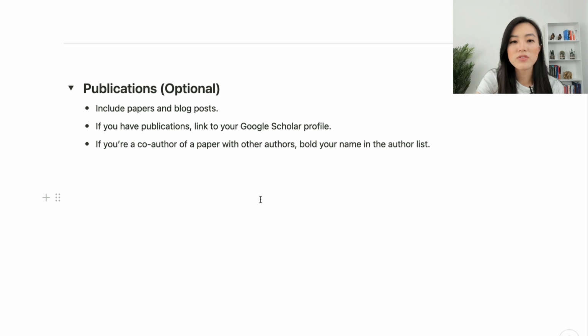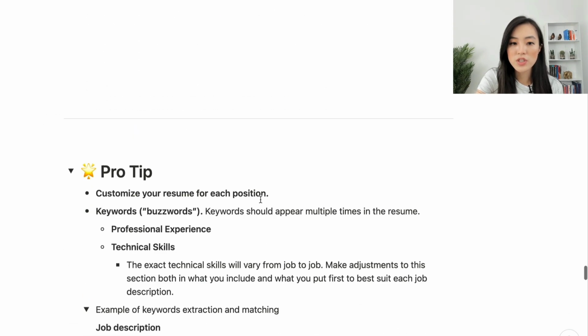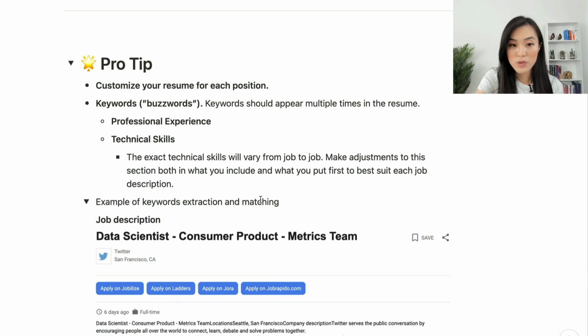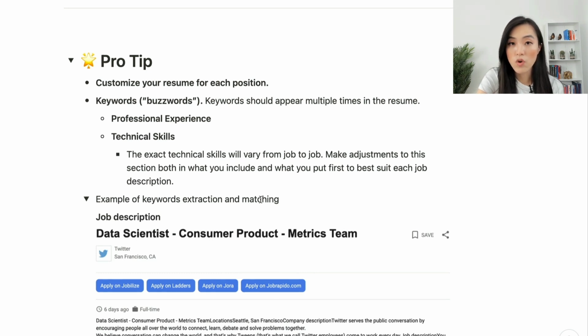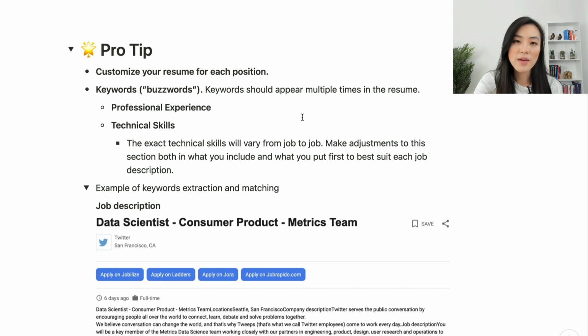So far, we have talked about the required sections and optional sections. Let's move forward to a pro tip. The pro tip I want to share with you is to customize your resume for each position. As I mentioned at the beginning of this video, many companies have an automated resume screening system, and it's important that the keywords in the job description appear multiple times in your resume.